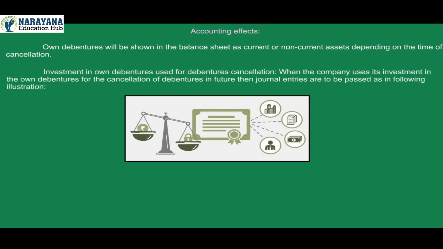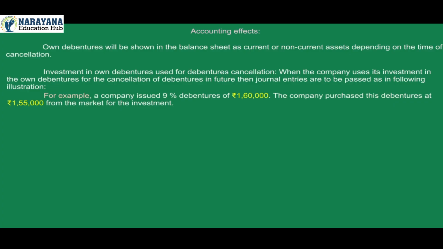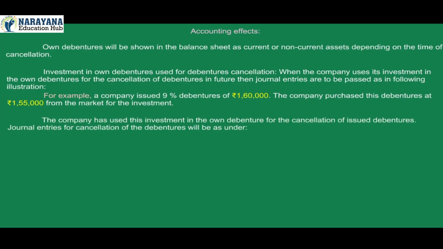Investment in own debentures used for debentures cancellation. When the company uses its investment in its own debentures for the cancellation of debentures in future, then journal entries are to be passed as in the following illustration. For example, a company issued 9% debentures of Rs 1,60,000. The company purchased these debentures at Rs 1,55,000 from the market for investment. The company has used this investment in its own debentures for the cancellation of issued debentures.